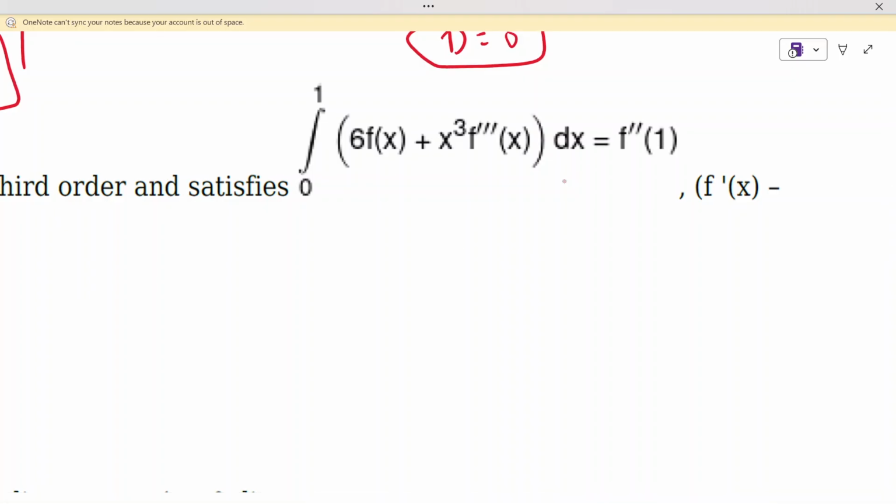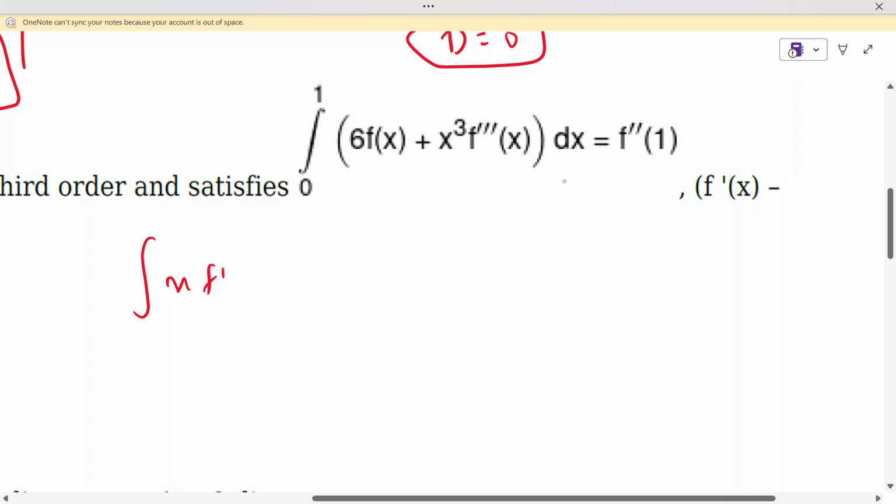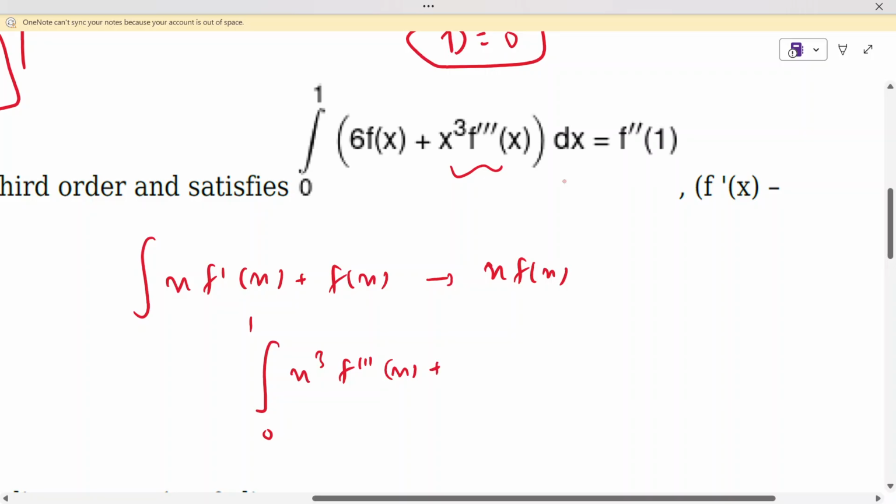Like we can use this: x into f dash x plus fx. This integration is actually what? x fx. So let me understand how we can use this in this question. So 0 to 1, x cube, f triple dash x plus, this is the derivative. So this f double dash got differentiated. So here x cube got differentiated, 3x square into f double dash x. I should add these two.